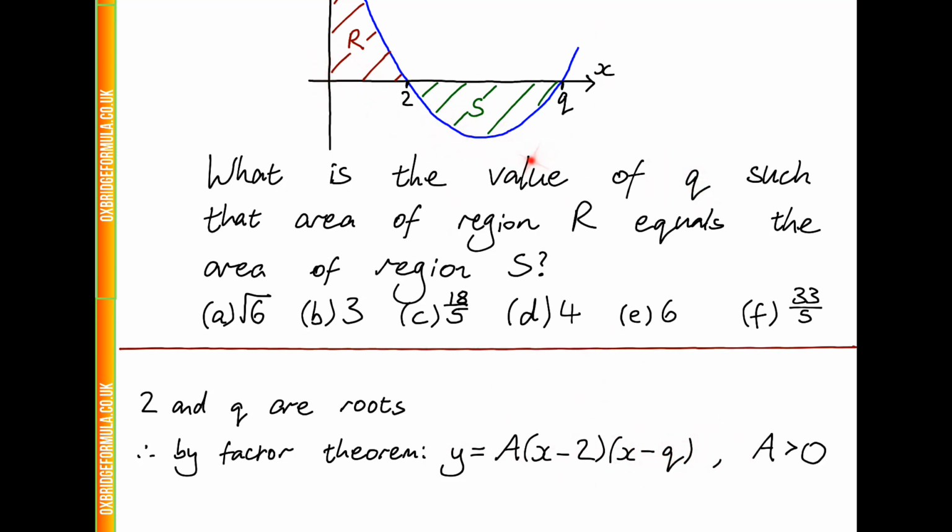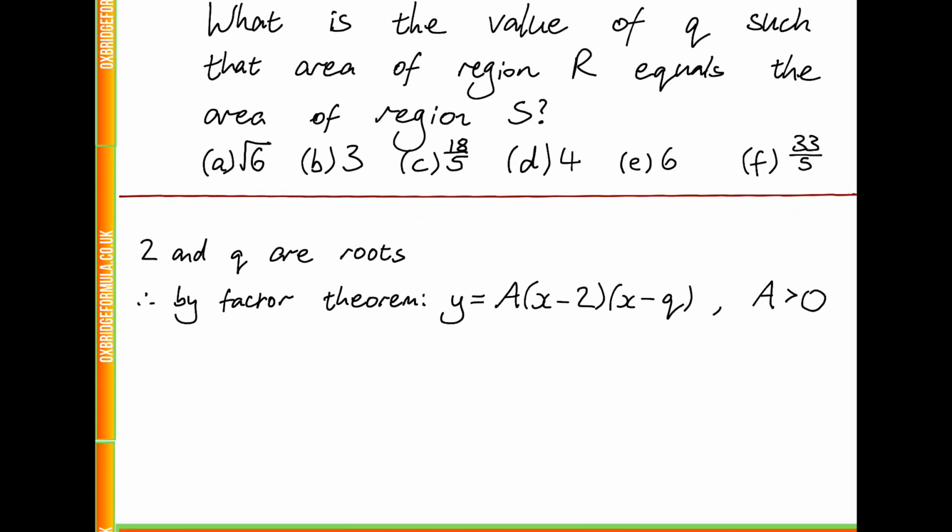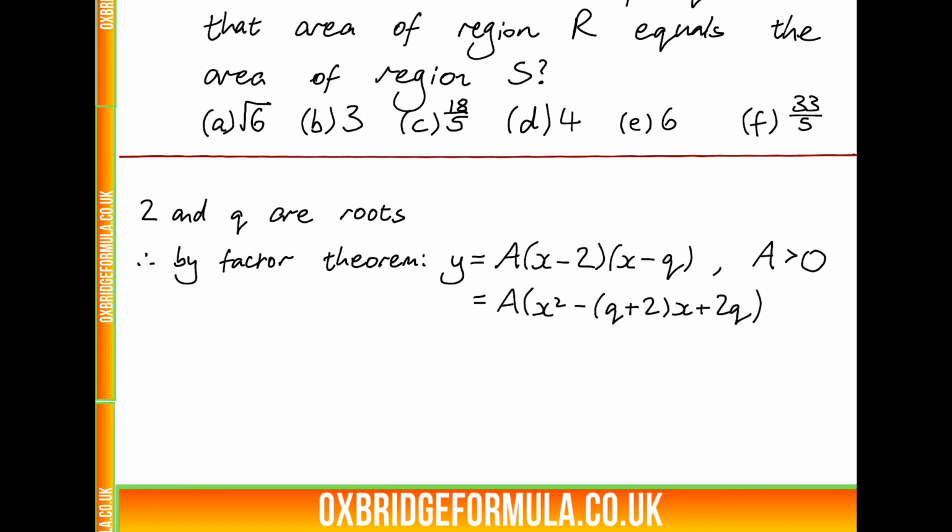We now want to find the value of q such that the area R and the area S are equal. So let's just redraw our diagram here after we've expanded out the brackets. And how can we find the area of region R? Well, we can integrate the curve from 0 to 2, and that will give us the area under the curve, which is the area R.